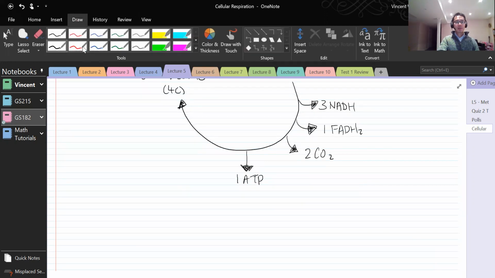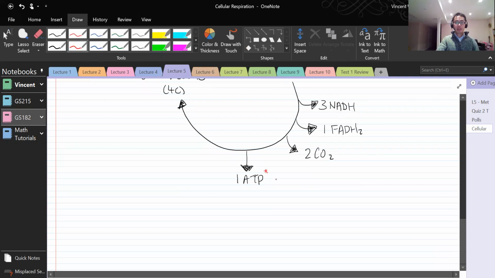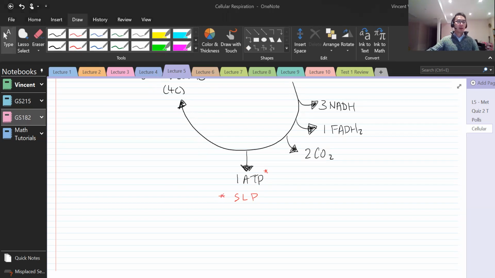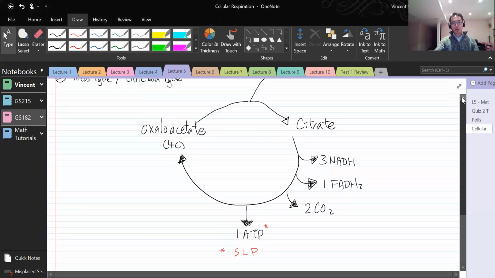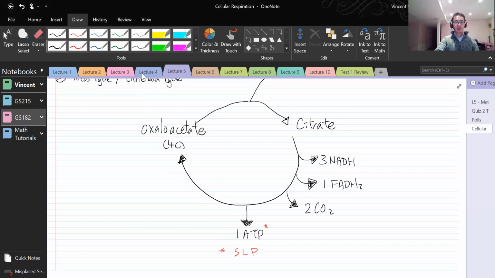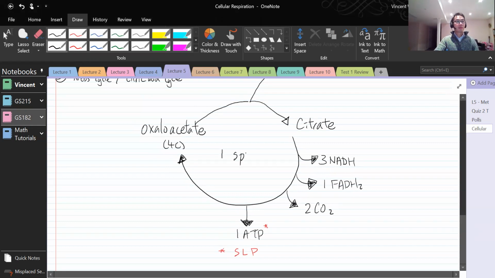Just like before, put a little star here. This ATP is produced by substrate level phosphorylation. You're going to need a donor molecule, and you're going to be ripping off the phosphate from the donor molecule and transferring it onto ADP to make ATP. So that's 1 cycle of the Krebs cycle, 1 spin.